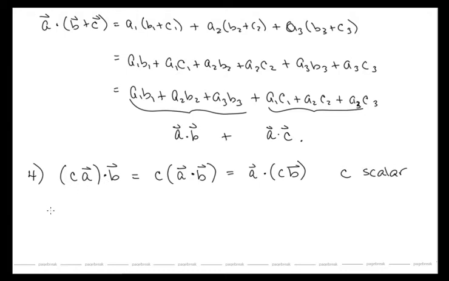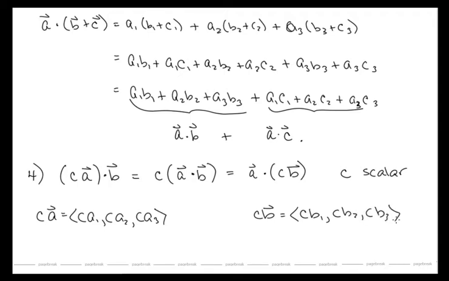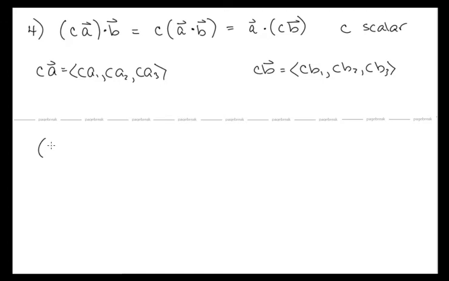So let's start with what we have here. c times vector a is going to be <ca1, ca2, ca3>. And for this last part, we're going to need c times vector b, so let's write that one down as well: <cb1, cb2, cb3>. And now we'll start with the left-hand side. (ca) dot b is going to look like ca1 b1 plus ca2 b2 plus ca3 b3.